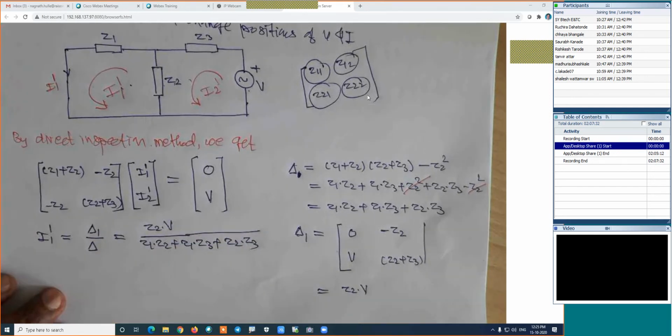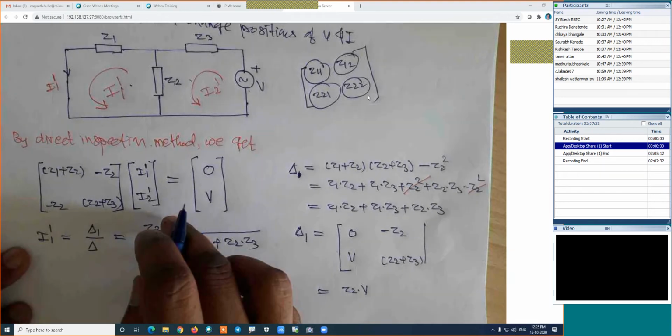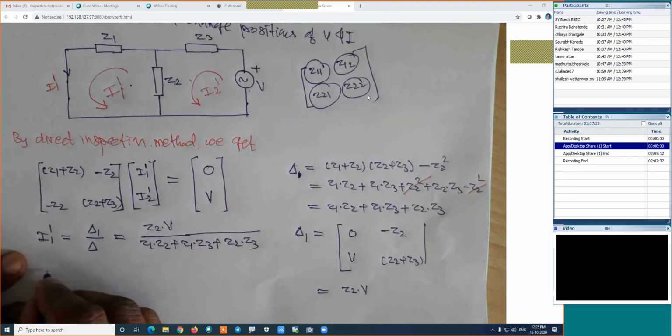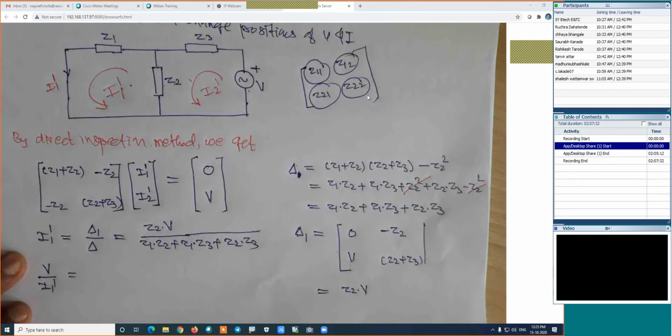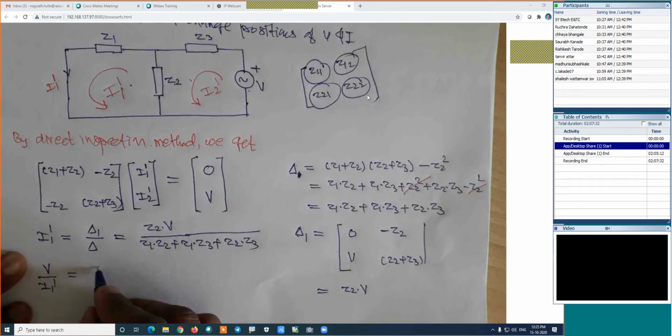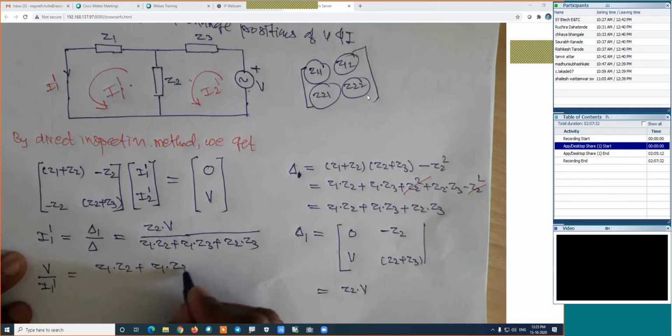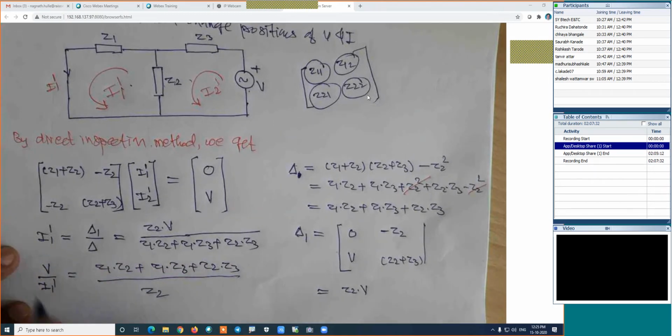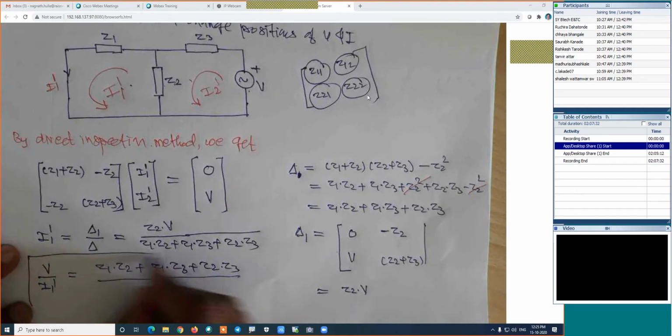If we are finding the ratio of this V and I, means if I am putting this V on the same side and shifting this value, V divided by I1 dash is nothing but Z1 into Z2 plus Z1 into Z3 plus Z2 into Z3 divided by Z2. And this is equation number 2.